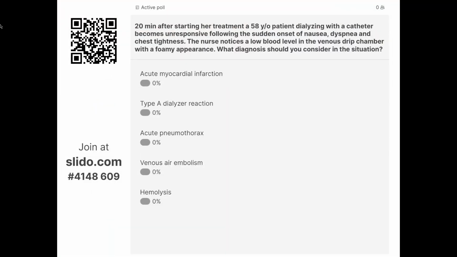All right, so this is our first polling question. 20 minutes after starting her treatment, a 58-year-old patient dialyzing with a catheter becomes unresponsive following the sudden onset of nausea, dyspnea, and chest tightness. The nurse notices a low blood level in the venous drip chamber with a foamy appearance. What is the diagnosis that you should consider in this situation?